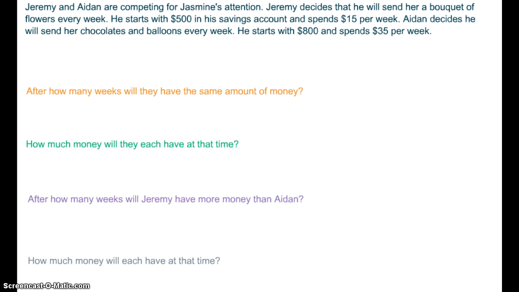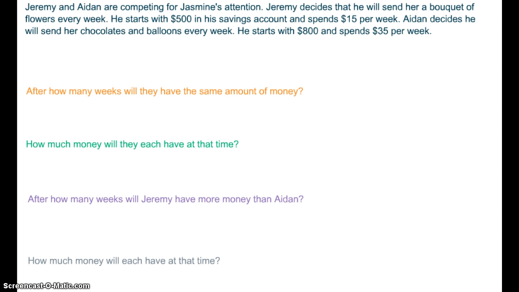Aiden decides he will send her chocolates and balloons every week. He starts with $800 and spends $35 per week. You have 4 questions. After how many weeks will they have the same amount of money? How much money will they each have at that time? After how many weeks will Jeremy have more money than Aiden? And then how much money will each have at that time?